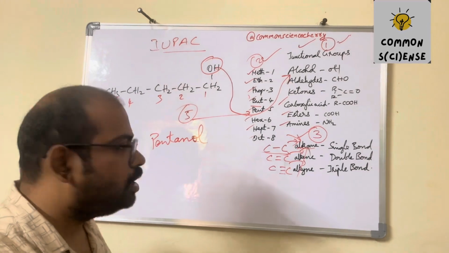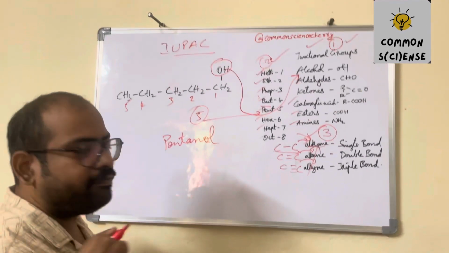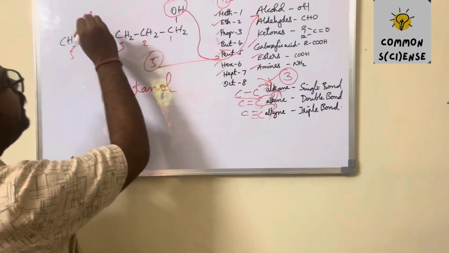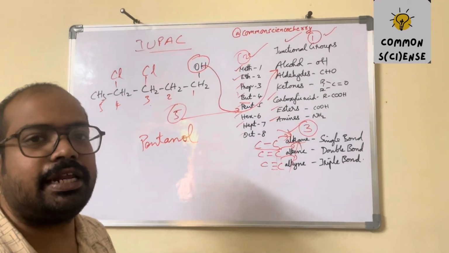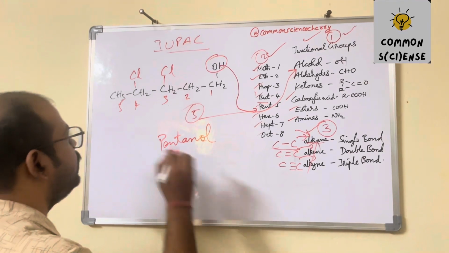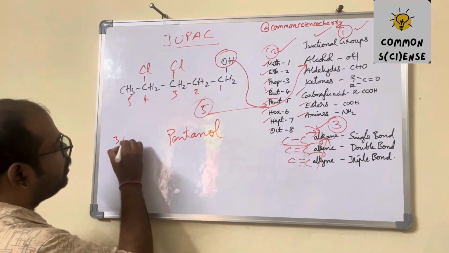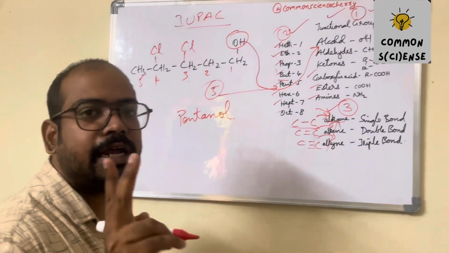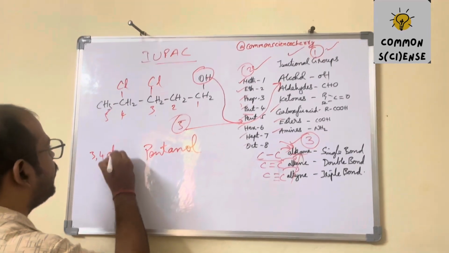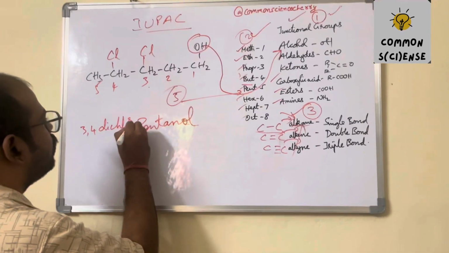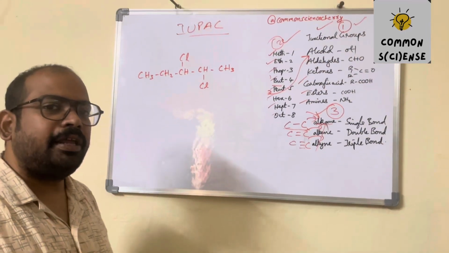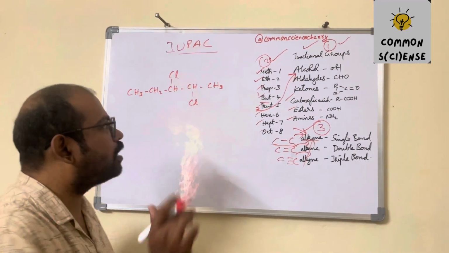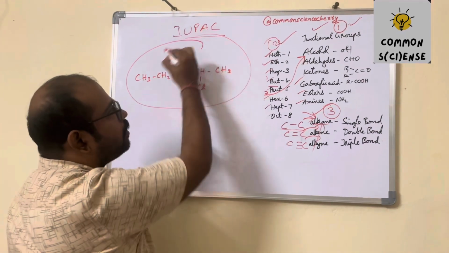Okay students, now let us see another variation. If there is a Cl here and here, let us say at the 3rd position and 4th position there is a chlorine element, now the name would be 3, 4. How many chlorine elements are there? 2 chlorine elements. So can I write dichloropentanol? Hello students, please comment in this video what is the name of this particular compound.